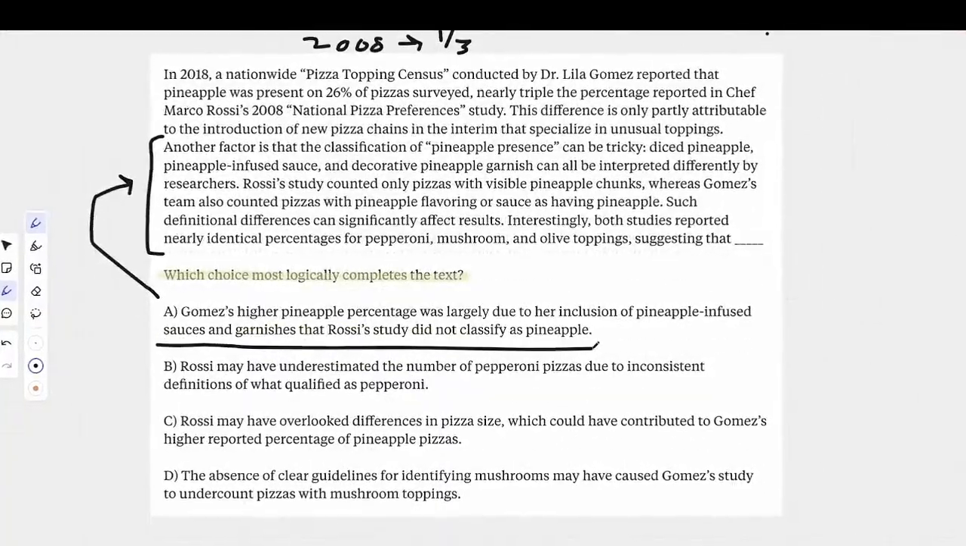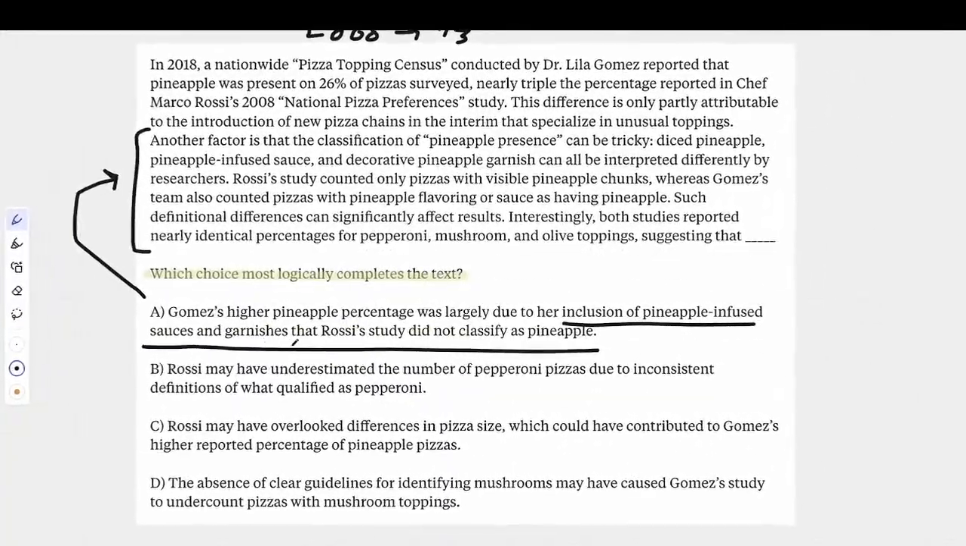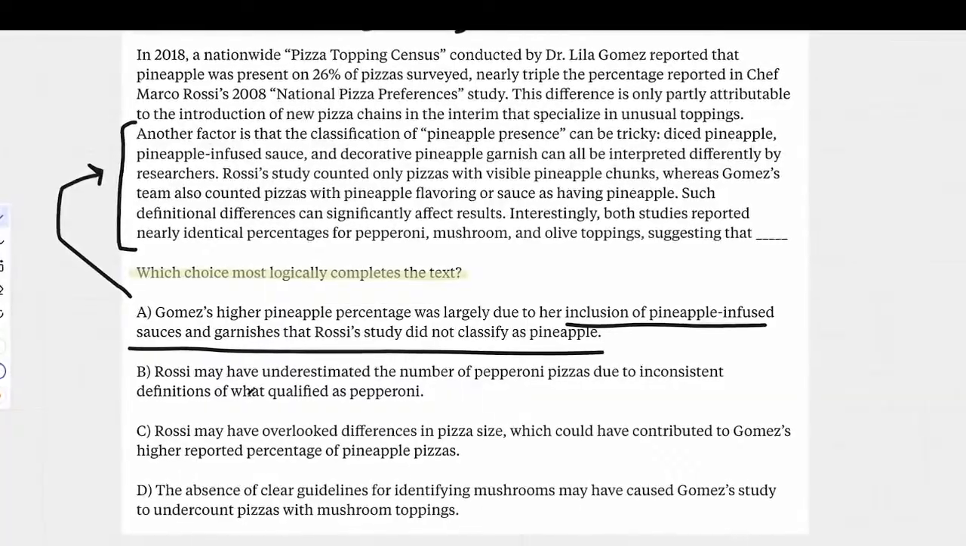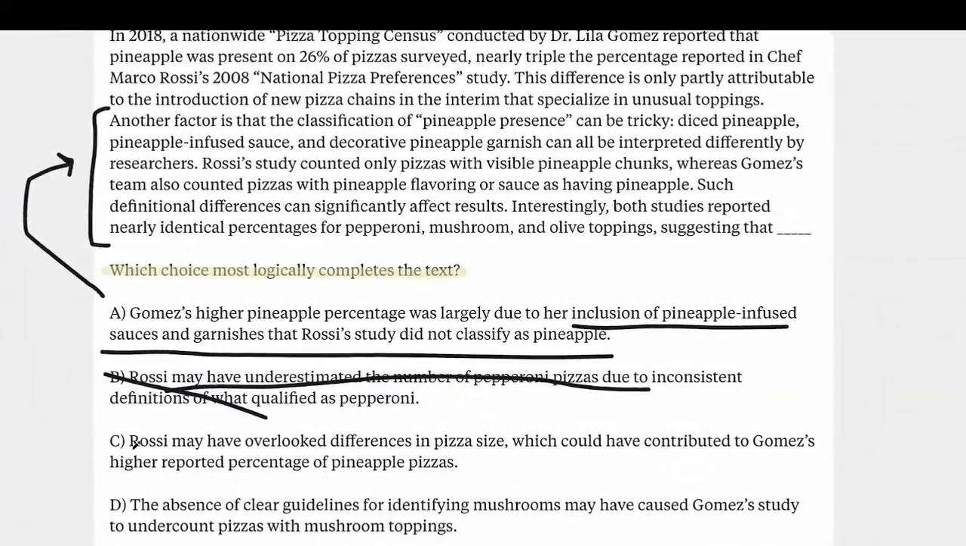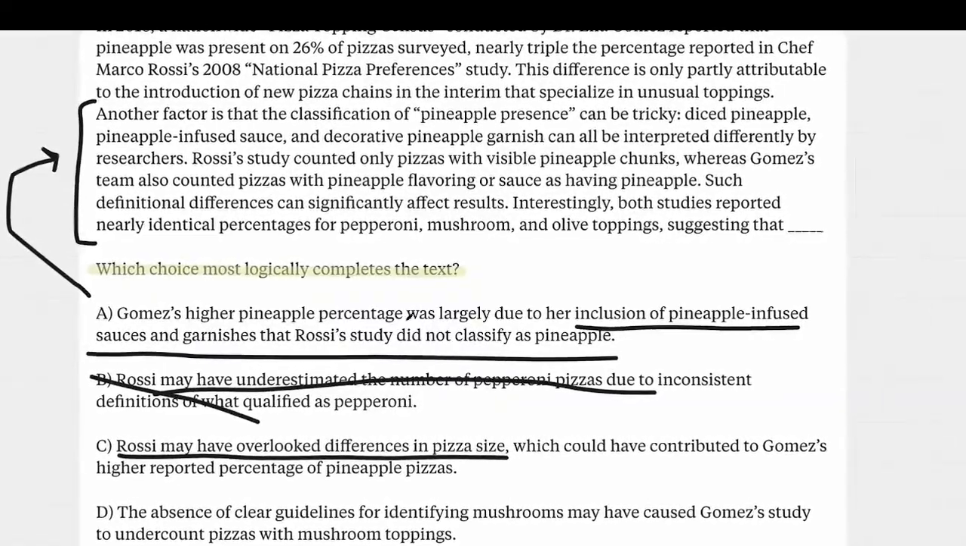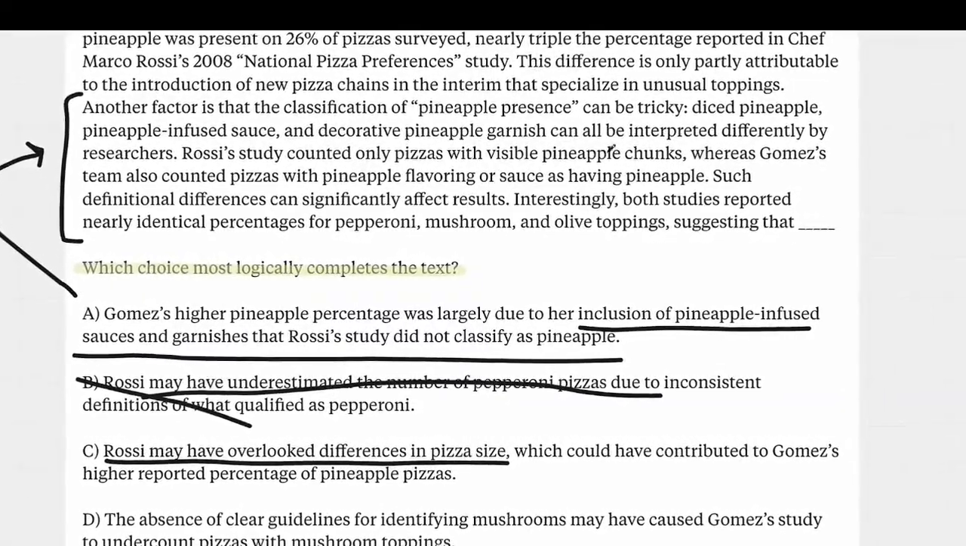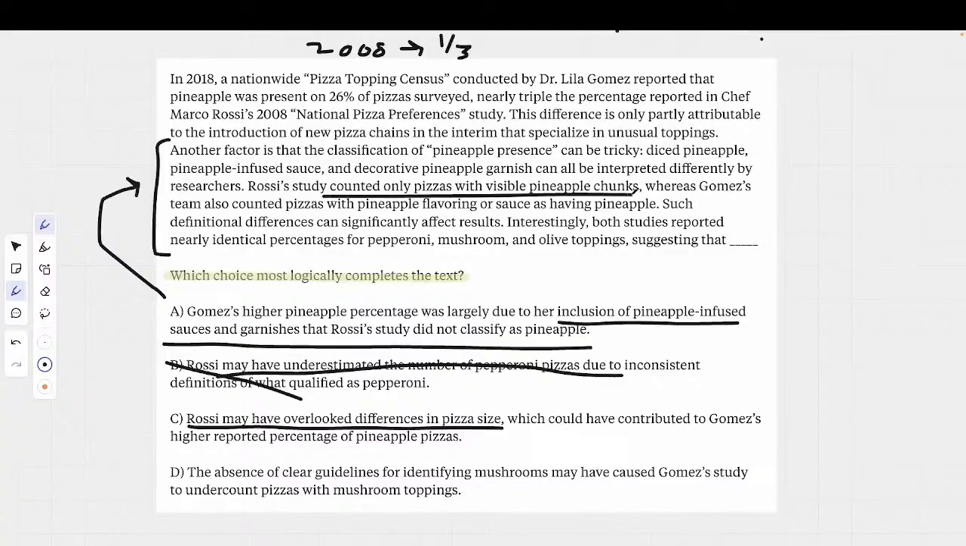So this one is talking about how they included pineapple-infused sauces and garnishes. That seems like it's probably going to be correct, but let's just look at the other ones. This one talks about pepperoni, so that's definitely not at all what's being said, so we can eliminate that one. This one talks about differences in pizza size, so that could be correct, but that's not really what's being talked about. They're talking about counting pizzas with different pineapple chunks. They never really talk about the size of it, so we can eliminate that one. And this one just talks about mushrooms, so just get out of there. So we know this is going to have to be A. That's a pretty simple one.